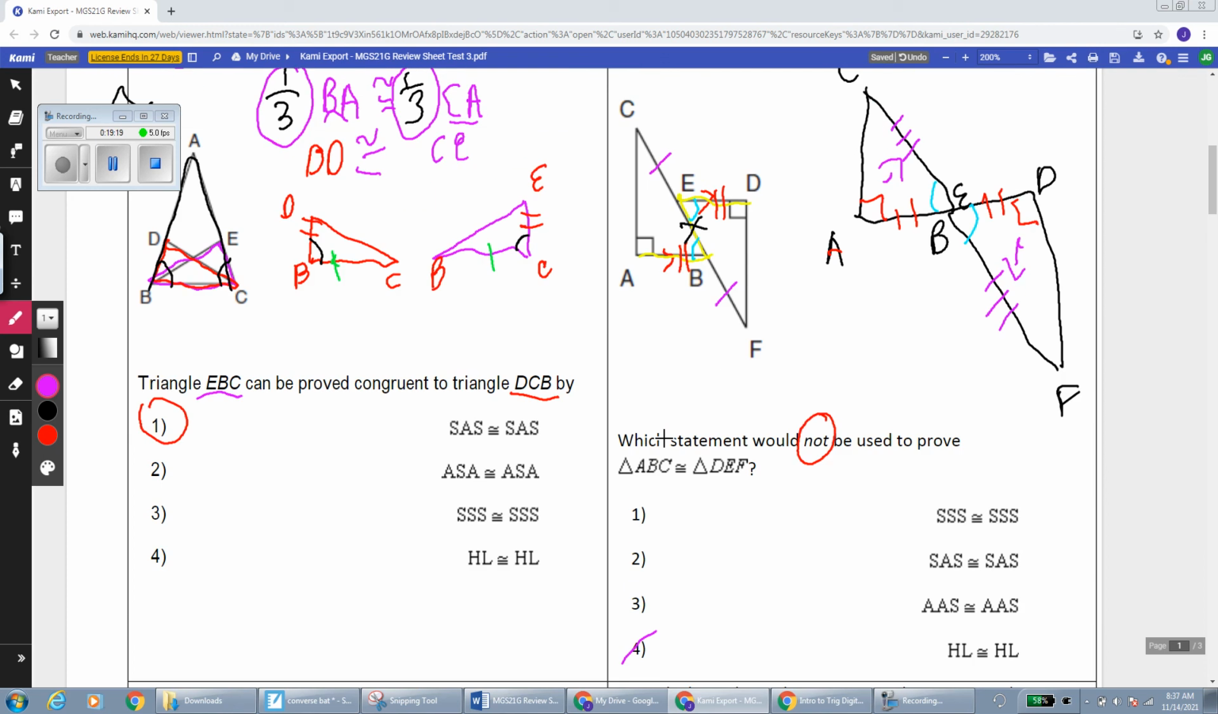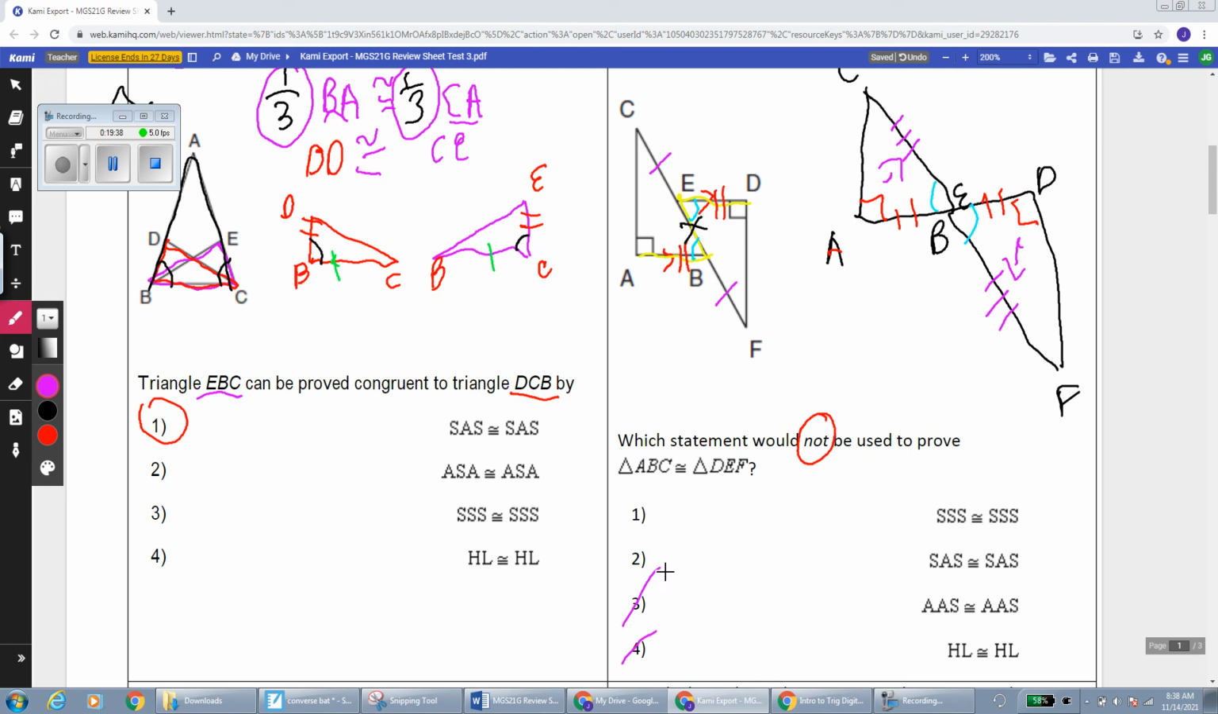Next up is AAS. So I see AAS, and if you look at the original diagram, you can see it there as well. So I'm going to get rid of that one.